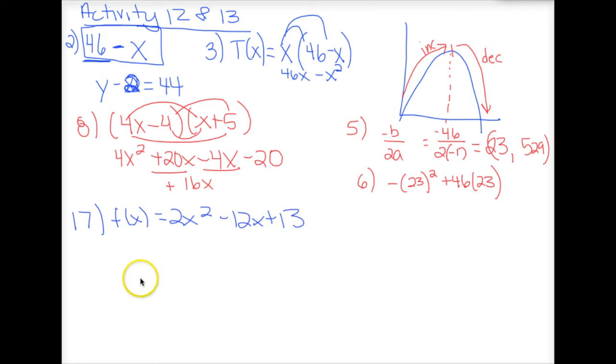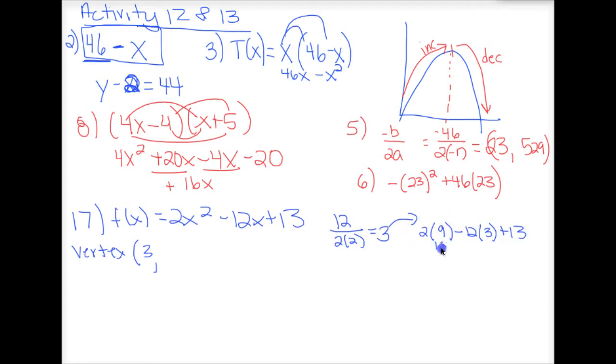So it asked you for several things, first of which was the vertex. So again, we've done a lot of that already. Opposite of b over 2 times a. So 12 divided by 4 gives me 3. So that means that the x-coordinate of my vertex is 3. To find the y-coordinate, I need to plug it in. So 2 times 3 squared, which is 9, minus 12 times 3 plus 13. So this gives me 18 minus 36 plus 13, which gives me negative 5. So y-coordinate of my vertex is negative 5.